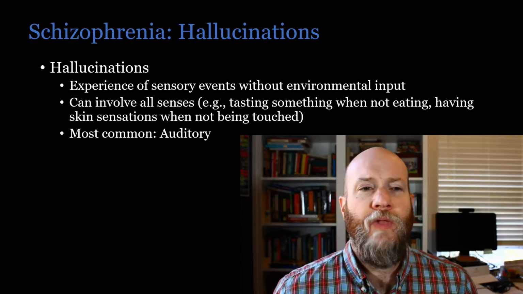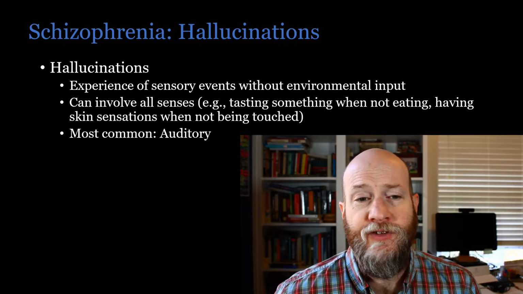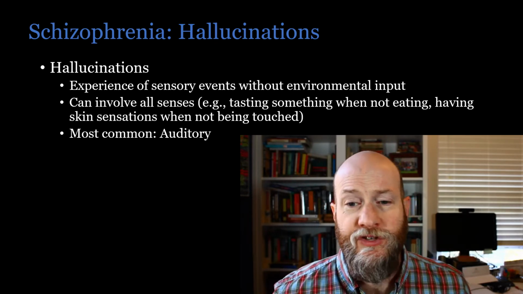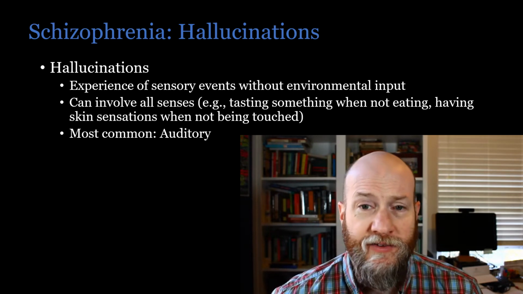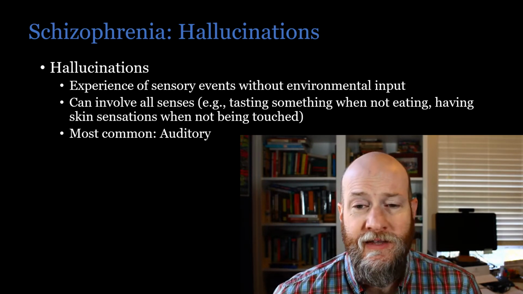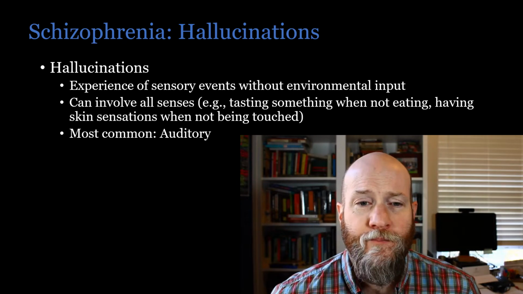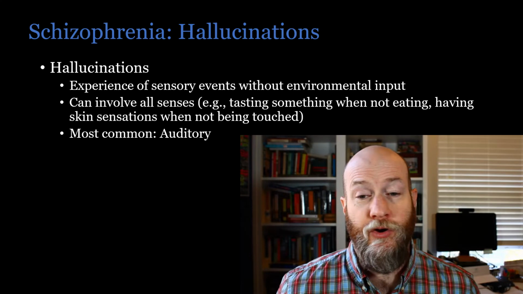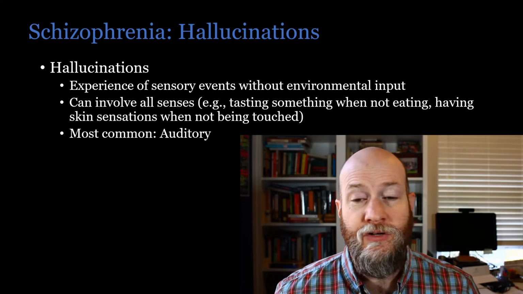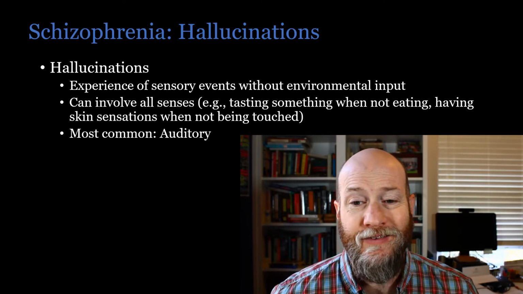So let's define hallucinations in the context of schizophrenia. We know that hallucinations can occur outside of schizophrenia. They can be the result of intoxication with certain types of drugs like LSD or psilocybin. They can also occur in the context of a delirium or an infection. Certainly they can occur in the context of dementias.